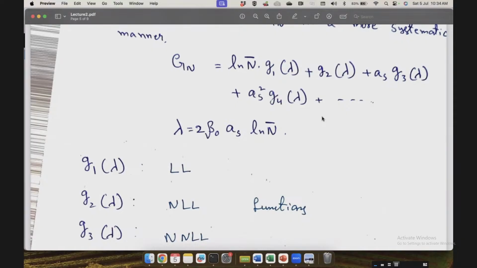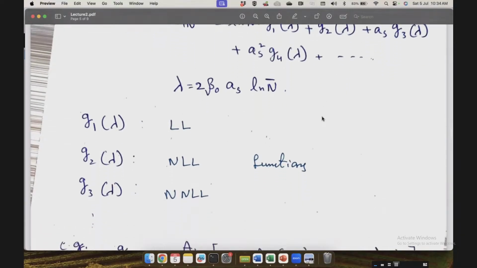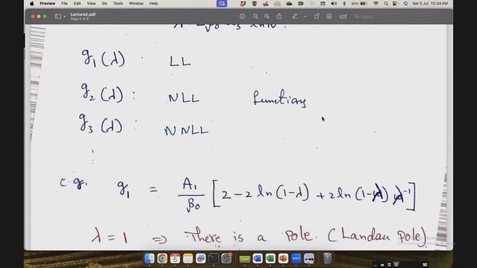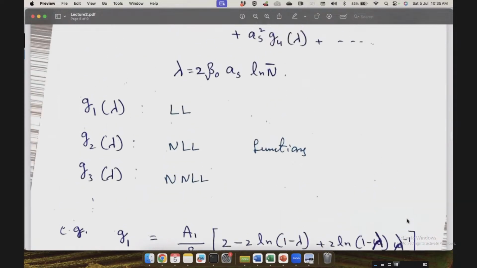If you want to check, the only thing is that you just put the Gn in the exponential and just expand in terms of alpha s. So what is this g1? I'm just giving an example of g1. So g1 is nothing but a1 by beta naught into 2 minus 2 into log of 1 minus lambda plus 2 log of 1 minus lambda into lambda inverse.